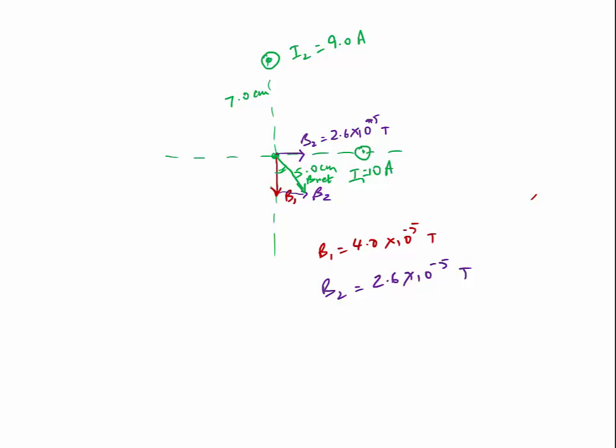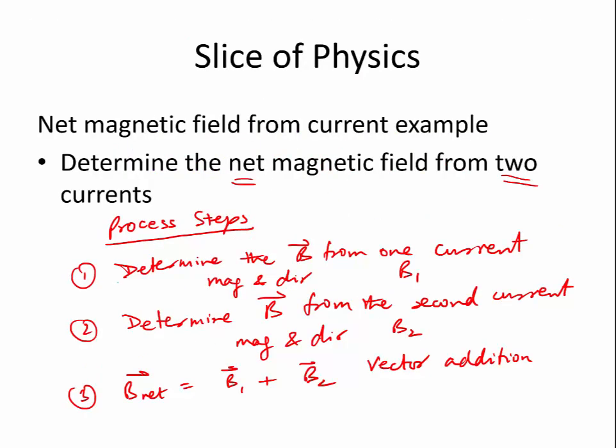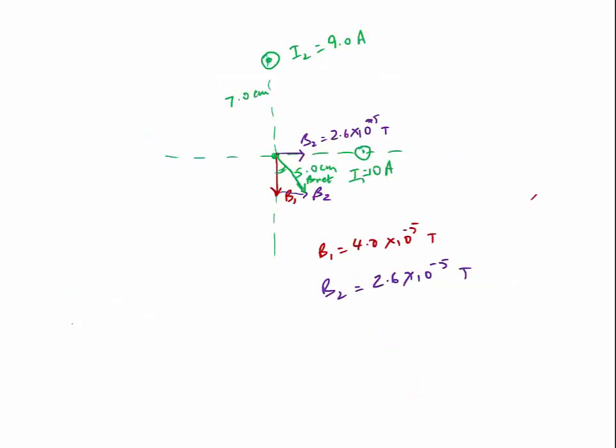My main point in illustrating this example is to show you that the process steps in both of these cases are identical. These process steps work in any orientation. The process is to determine the magnetic field from one wire first, then the other wire next, and then add them as vectors. So in this case, adding them as vectors meant subtracting the values. In this case, adding them as vectors required Pythagorean theorem and SOHCAHTOA, but the process is the same in both cases. That's the important thing for you to see.